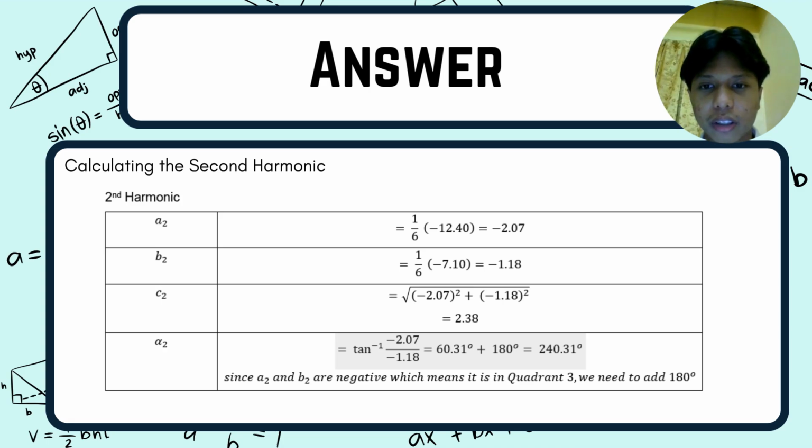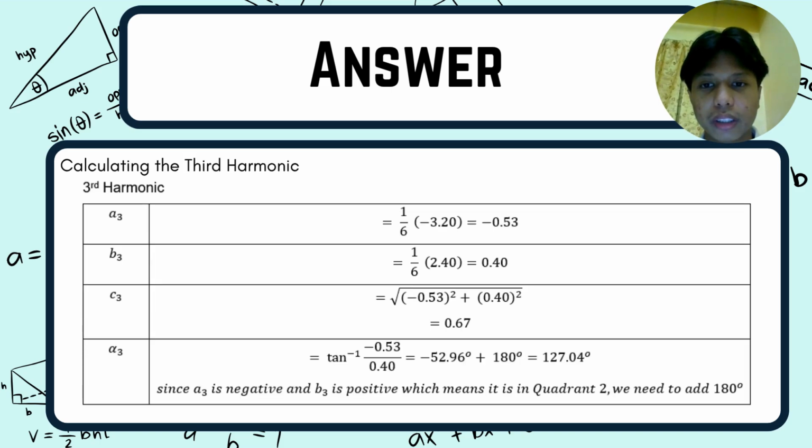Next, calculating the second harmonic, same as for the first harmonic. We get a2 equal to negative 2.07, b2 equal to negative 1.18, c2 equal to 2.38, and alpha 2 equal to 60.31 degrees. But since a2 and b2 are negative, which means it is in the third quadrant, we need to add 180 degrees. So lastly, alpha 2 is equal to 240.31 degrees.